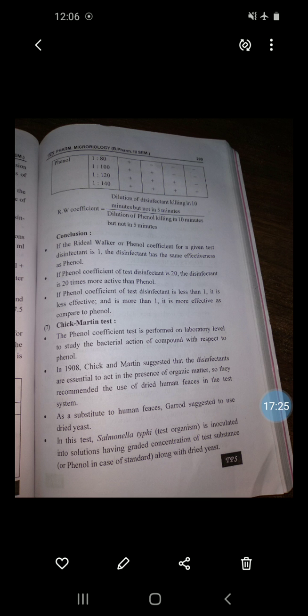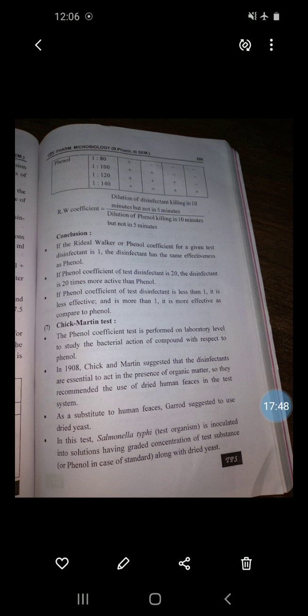So this is the conclusion for this test. If the Rideal-Walker or phenol coefficient for the given test disinfectant is 1, the disinfectant has the same effectiveness as phenol. Second, if the phenol coefficient of the test disinfectant is 20, the disinfectant is 20 times more active than phenol. If the phenol coefficient is less than 1, then it is less effective, and if it is more than 1, it is more effective as compared to phenol. So this is the conclusion for the test.